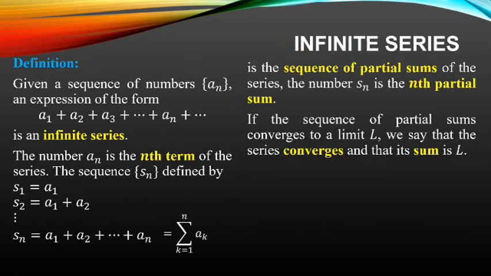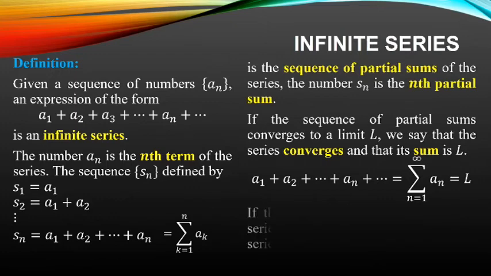So if the sequence of partial sums converges to a limit L, so yung s sub n converges to a limit, we say that the series converges and that its sum is L. So kung nagko-converge yung partial sum into a specific number, that is its sum. So the infinite series is equal to the summation of the terms from 1 to infinity, which is equal to L, and that is the sum.